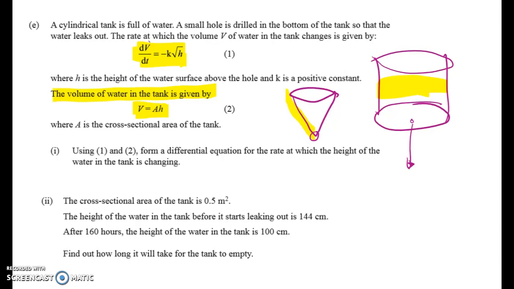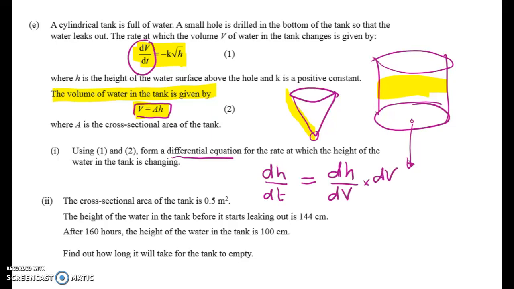What we're given here is a link between volume and time, and the first part of the question asks us to form a DE for the rate at which the height is changing. So we need to find dH by dt. There are lots of ways to think about this, but you can see that there is a clear link between height and volume. So we're going to set up a chain rule relationship. So dH by dt can be expressed as this. As time passes, the volume's changing, and as the volume changes, the height is dropping. That's one way to think about it.